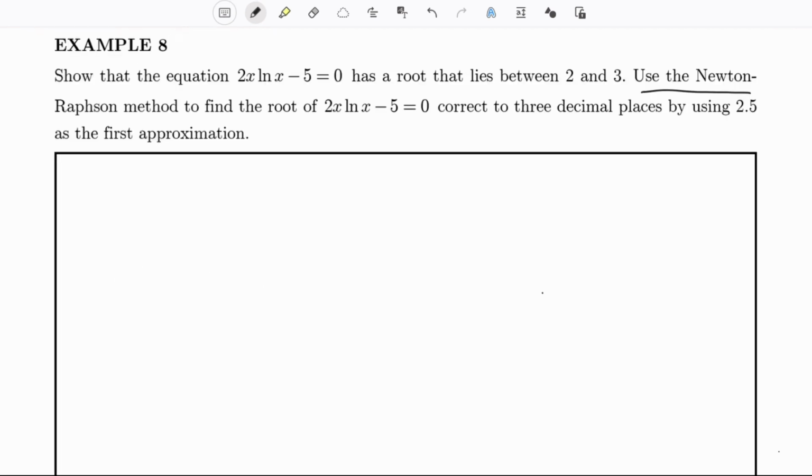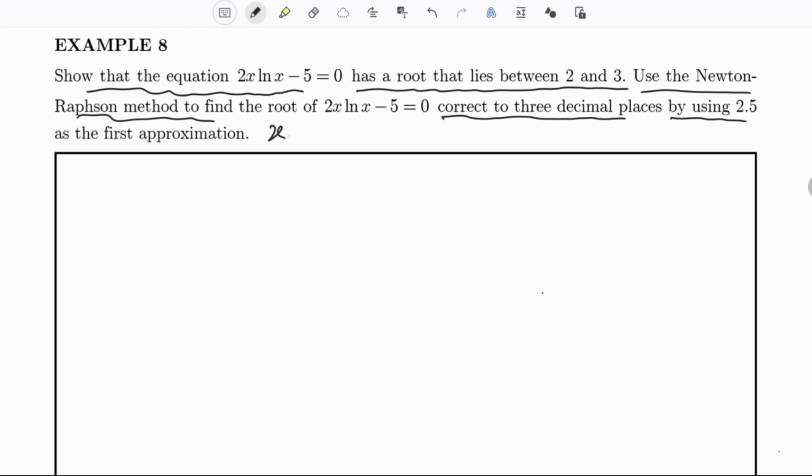So example 8. Show that the equation 2x ln x minus 5 equal to 0 has a root that lies between 2 and 3. Use the Newton-Raphson method to find the root correct to 3 decimal places by using 2.5 as the first approximation. So that is your x naught. So x naught is 2.5.